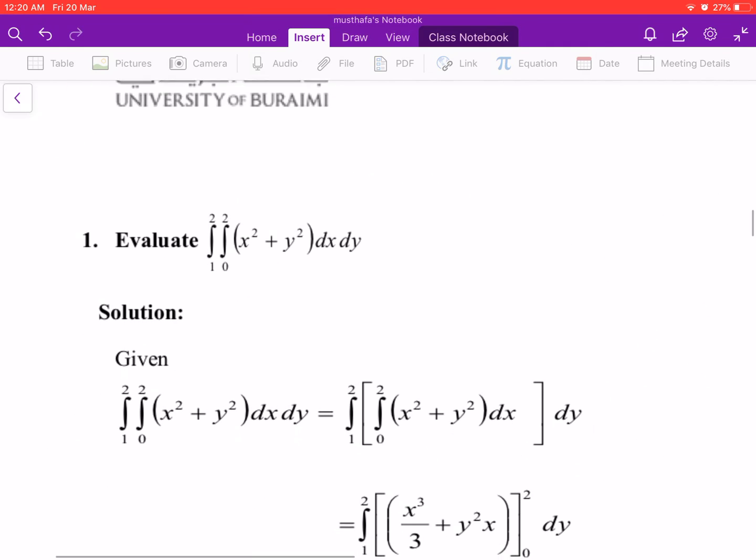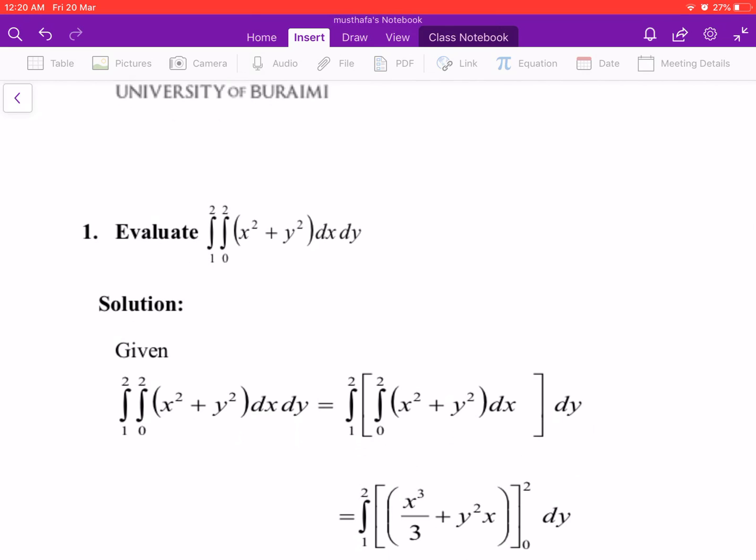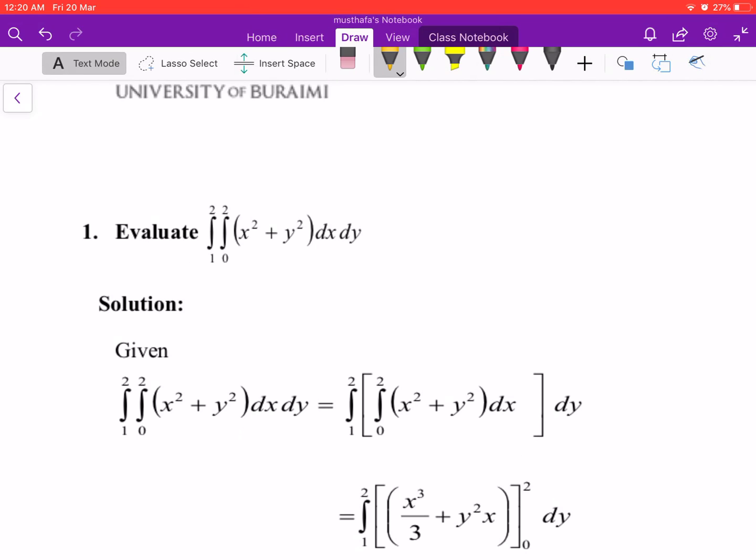Look at this example. Evaluate the integral from 1 to 2, integral from 0 to 2, the function is x square plus y square, and the order of integration is given as dx dy. So the very important thing before you integrate is to look at the order, in which order you are going to integrate. So now the order is given as dx dy. That means you are going to perform the integration first for x, followed by y.